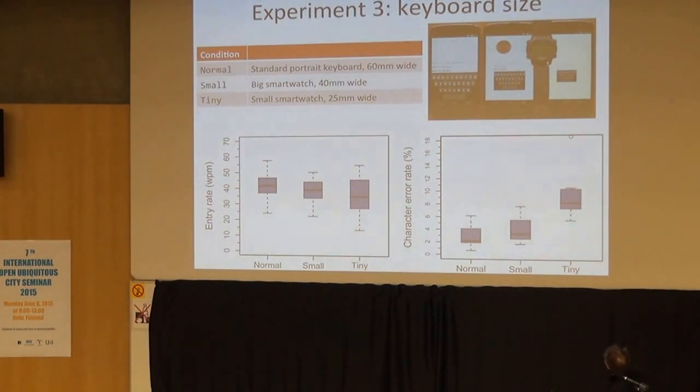So basically, for typing on a smartwatch, you don't really have to do much. You just have to make the keyboard really, really small, and then use a clever decoding algorithm to figure out what the user is typing.